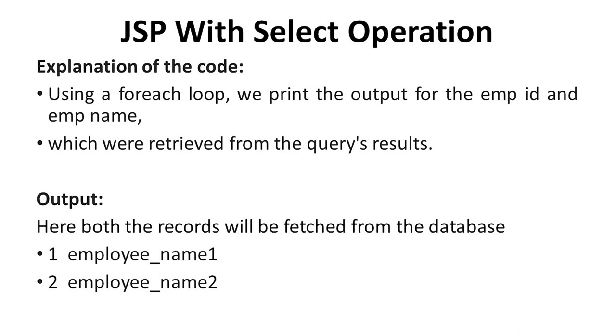So the output of the whole program here: both the records will be fetched from the database. First we retrieve employee ID, here we use 1, and employee name, and in another line we retrieve another employee ID and employee name 2. This is the whole line of the code.